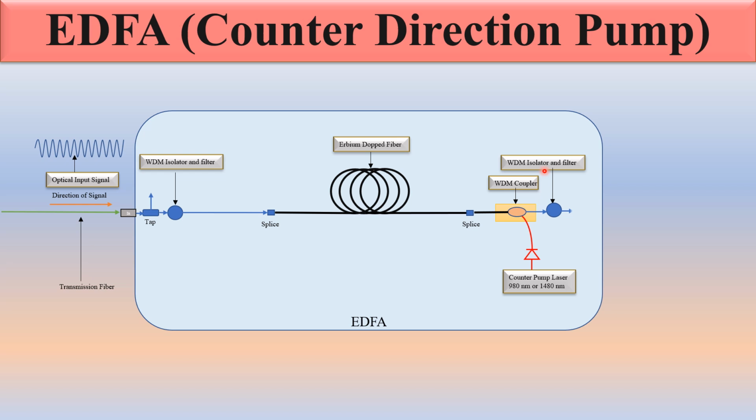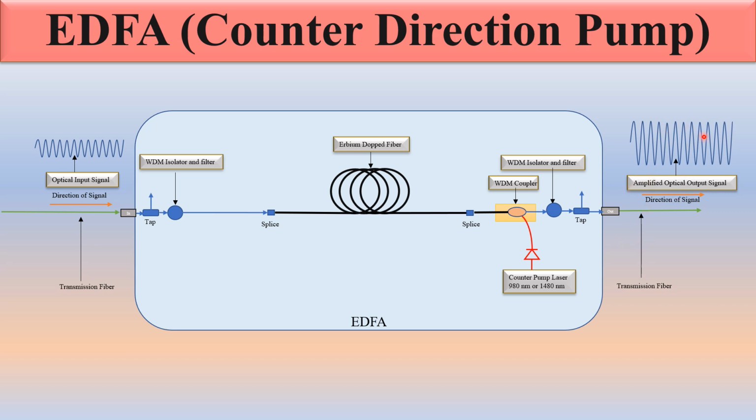So this is the WDM, isolator and filters. This is the tap and this is the output signal. You can see this is the transmission fiber. This is the direction of the signal. This is the amplified signal. So what is happening? The weak incident signal comes here, is combined with the pump laser, and the signal is amplified. This is also known as the preamplifier. Why? Because the amplifier is near the receiving direction. That is why it is called the preamplifier. The booster amplifier you have seen previously, which is co-directional pumping.